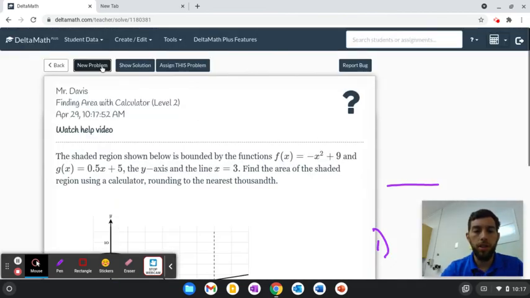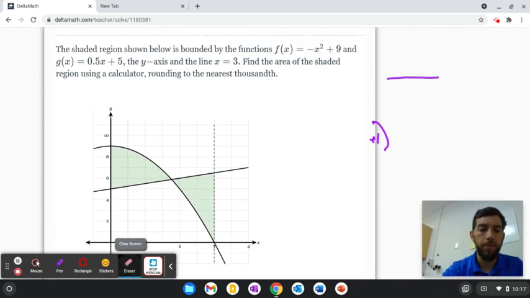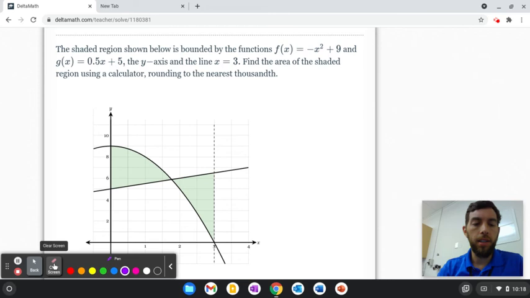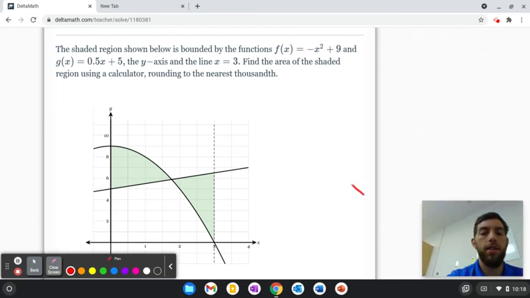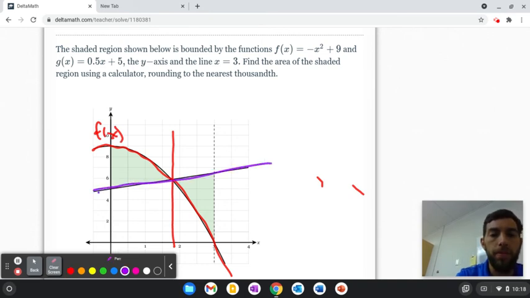All right, and then I wanted to show you, let's see. Okay, here we go. This is where it gets challenging. This one, we've actually got 2 areas, right? And you'll notice that the function switches which one is on top. Anytime you see something like this, just think 2 separate problems, essentially. This is our function here, our negative x squared plus 9, our f of x. And our g of x is this other one, a linear equation, 0.5x plus 5.